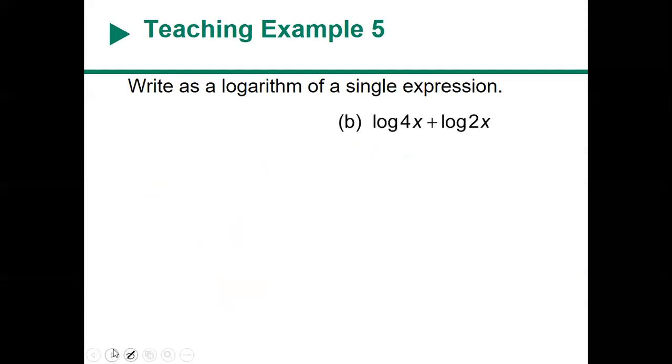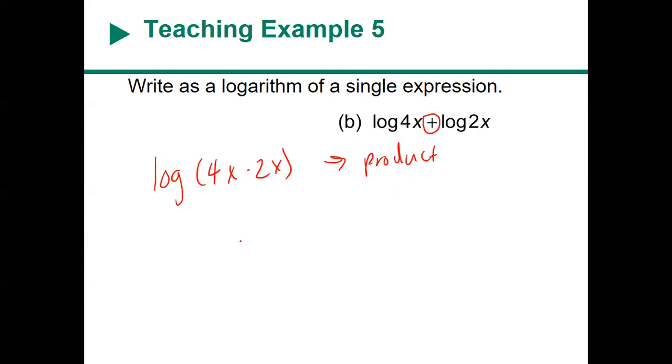All right, let's try another condense. So again, I'm condensing and I'm going to use product to condense. Agreed? How do I know I'm using product? That little plus sign right there. So we have log of 4x times 2x is what product leads me to. That gives me the log of 8x squared. And that's it. Can't make it any smaller.